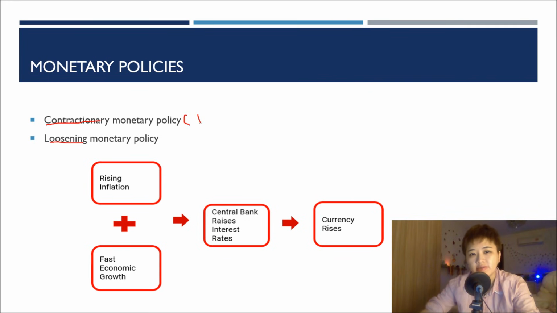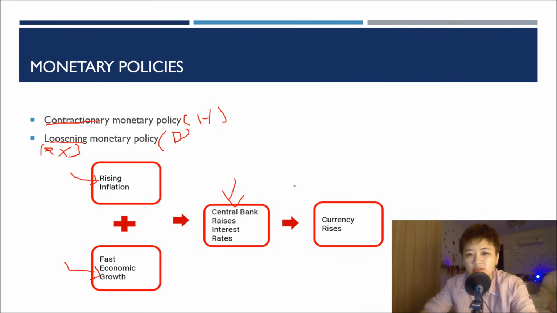So this is when the central bank is on the hawkish side. Loosening monetary policy, or some people call it the expansionary monetary policy, this is when the central bank is on the dovish side. So when you see inflation going beyond normal levels, and when the economy is going too fast, the central bank is going to step in and increase interest rates, and hence the currency is going to increase.